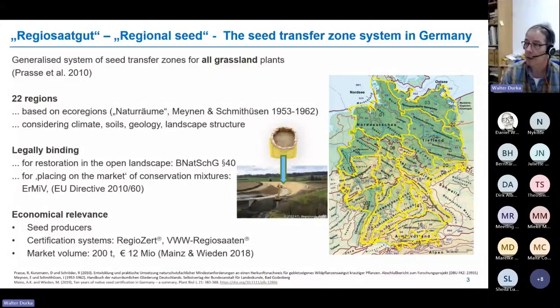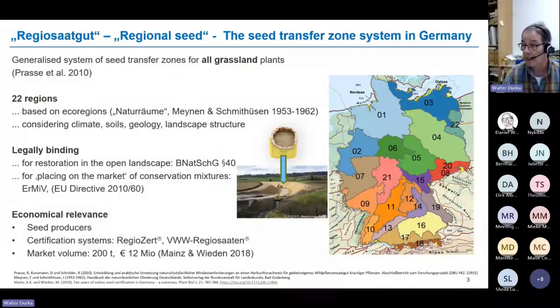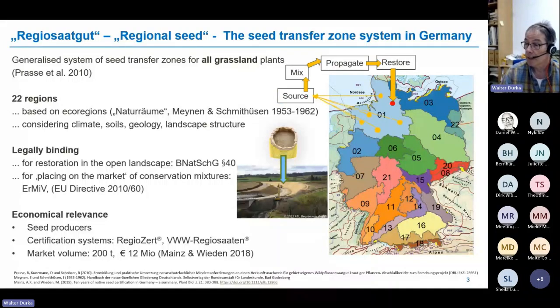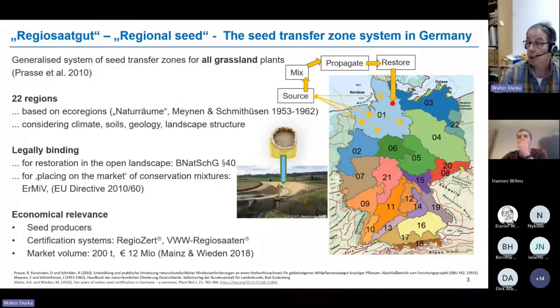The system of these 22 seed zones is legally binding in a sense that if you want to restore in the free landscape, you have to use seeds that have been produced using this scheme, which means within a seed zone, seeds have to be collected in a number of sites. They are mixed. They are propagated on agricultural fields, and then again are used in seed mixes to restore a particular site.